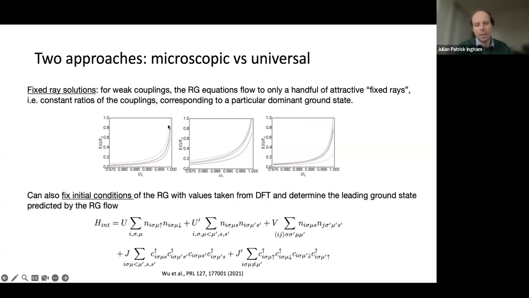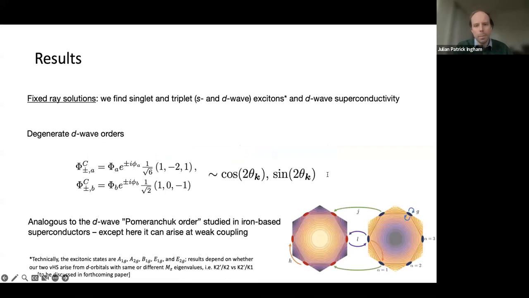And in this case, we can take a different approach, which is to match the initial values of our effective coupling constants to DFT results, and then plug those into the RG equations and explicitly solve them and see what they predict. So we have these two possible approaches to analyzing the model. So we'll discuss both approaches.